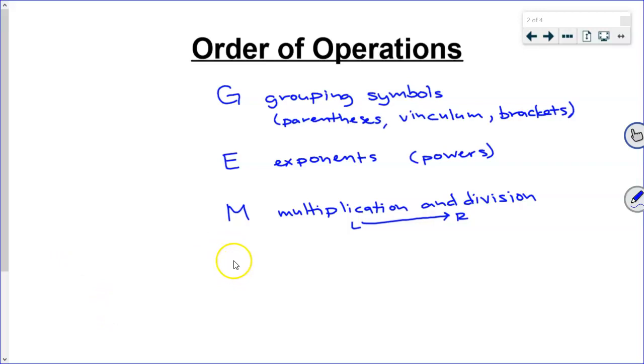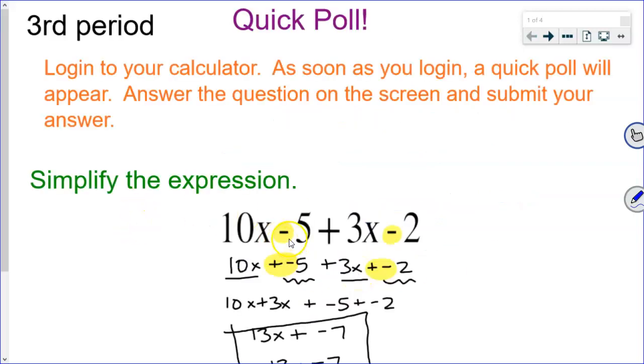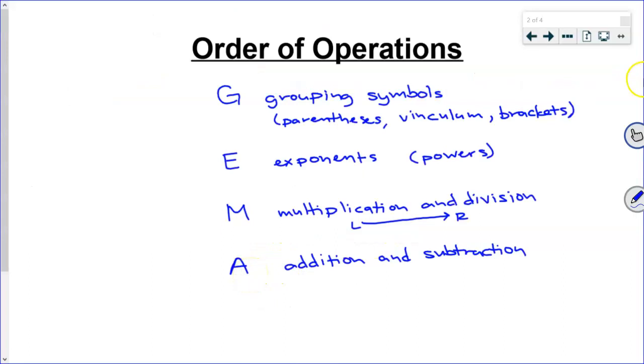And lastly, A is for, thank you, Charlie. Addition and its inverse, which is subtraction. And again, you can make sense of why it's addition and subtraction. When you take a look at this, we had subtraction, which we were able to rewrite as addition. So they are connected, they are related. So addition and subtraction, and again, just like multiplication and division, we do it from left to right.